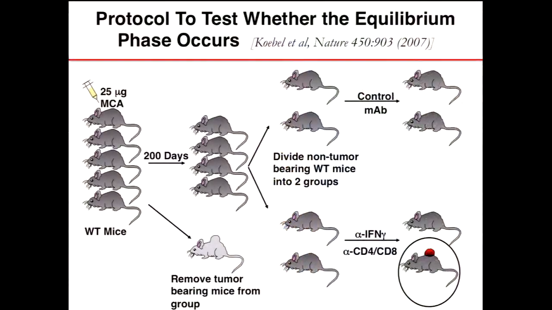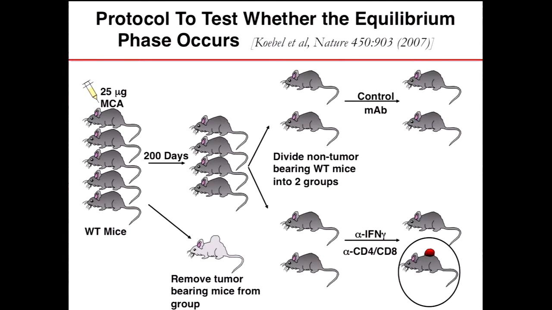Now, whereas this was a good idea, we were a little bit at fault in that we had not been able to show experimentally the existence of the equilibrium phase. And so that was done a few years later by another student in the lab who basically took our primary tumor formation model and modified it, as you can see here.